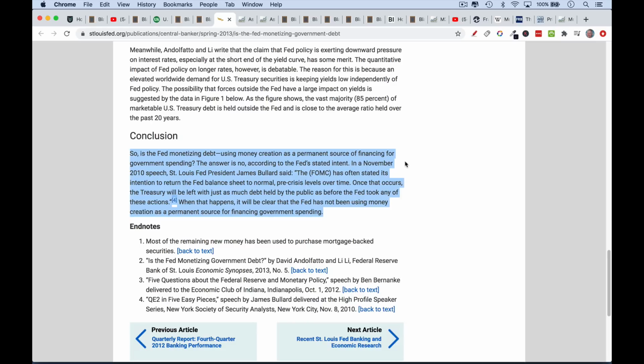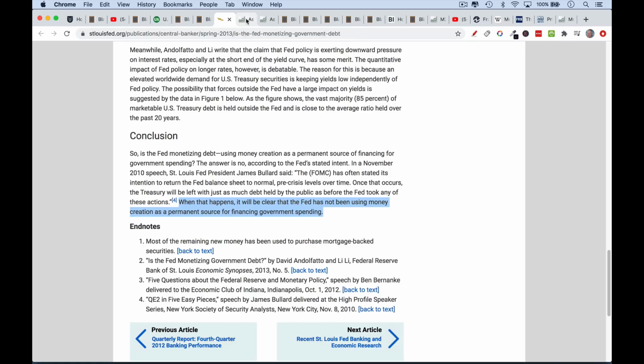This is a paper from 2013 asking the question, is the Fed monetizing government debt? And of course, they come up with a conclusion that, oh, no, of course not. The answer is no. The FOMC, that's the Federal Open Market Committee, has often stated its intention to return the Fed balance sheet to normal pre-crisis levels over time. Once that occurs, the Treasury will be left with just as much debt held by the public as before the Fed took any of these actions. And here's the real line. When that happens, it will be clear that the Fed has not been using money creation as a permanent source for financing government spending. In other words, they've not been monetizing the debt.